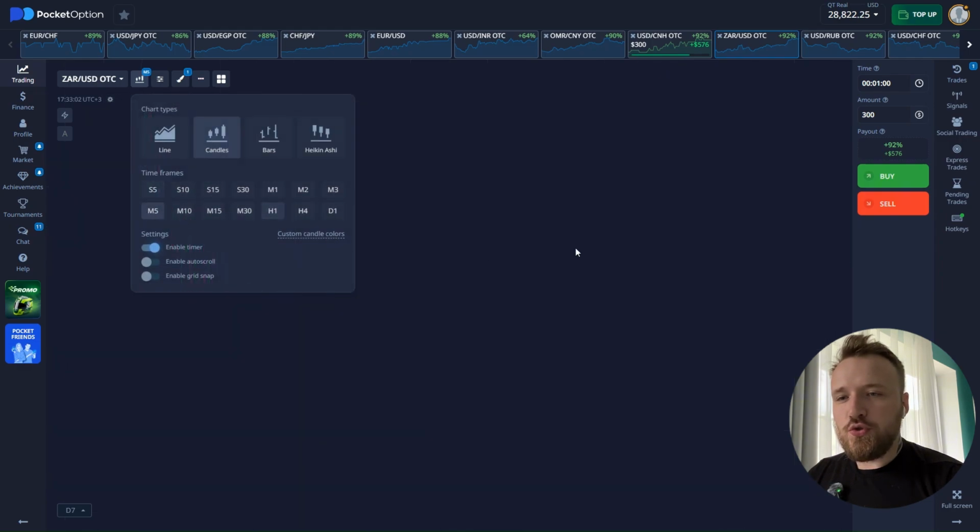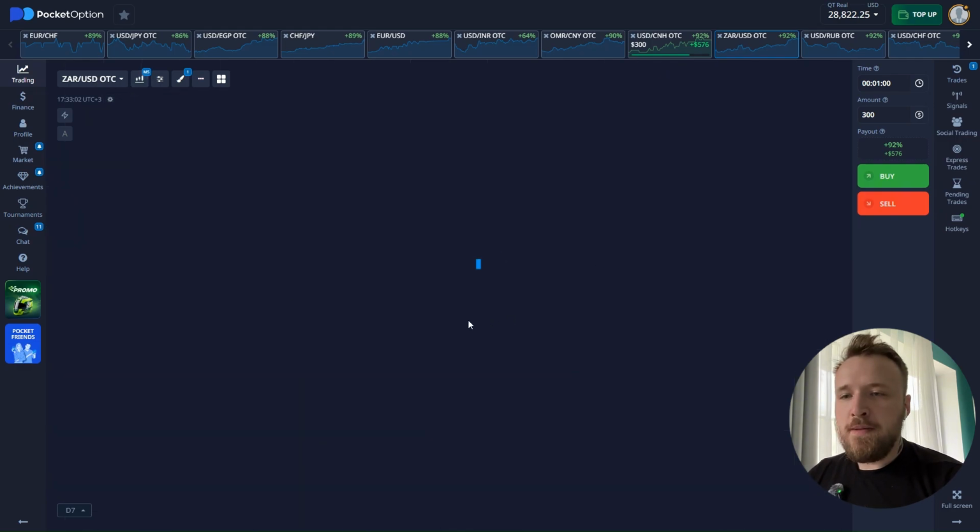Now let's switch to a lower time frame. Let's take 5 minutes. This means we identified a strong level on the hourly chart and are moving to the 5-minute chart to refine it. Let's switch back to the $100 trade size. Let's see what we have on this asset.